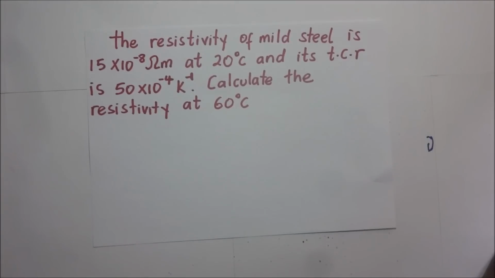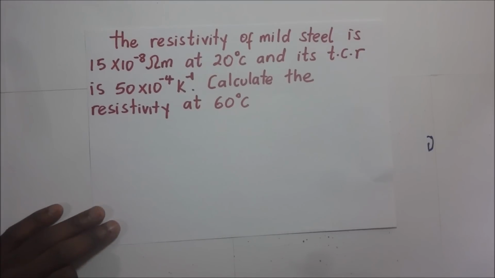In this question, we are being told that the resistivity of mild steel is 5 times 10 to the power negative 8 ohm meters at 20 degrees Celsius, and its temperature coefficient of resistance is that. Calculate the resistivity at 60 degrees Celsius.